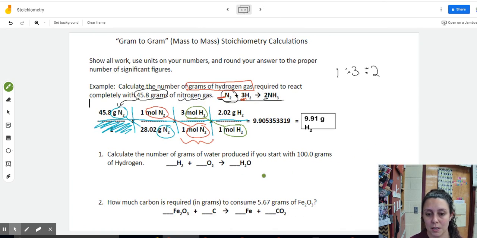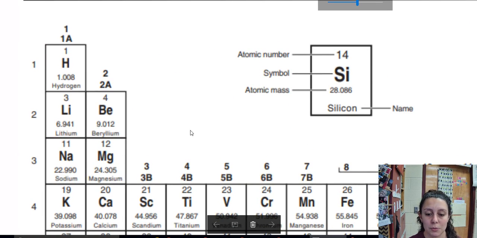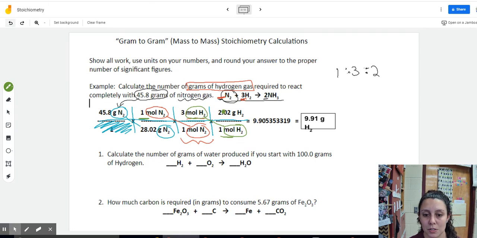So what we see happen here is the 1 mole comes down here, conversion, right? That's where the 1 goes. And then this number up here is going to be the molar mass, where we pull from the periodic table. Hydrogen is 1.008, so we multiply that by 2, and that's where this 2.02 is coming from.